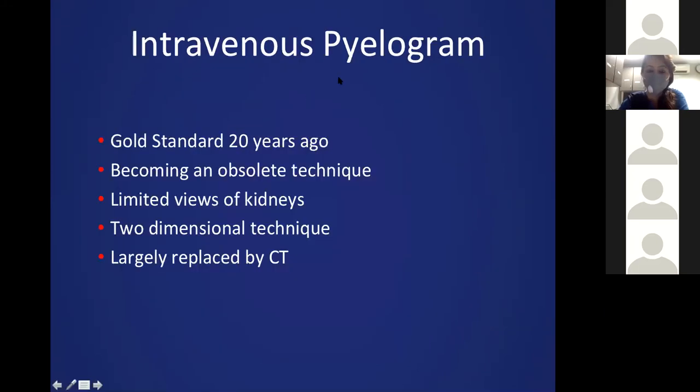Now we come to the intravenous pyelogram. Intravenous pyelogram was the gold standard 20 years ago, but it is becoming obsolete because it has limited views of the kidney outlines, is a two-dimensional technique, and has largely been replaced by CT scan. Nowadays, we don't routinely use intravenous pyelogram for screening of ureteric calculi or to see any renal pathology. We go for a CT scan, CT pyelogram.